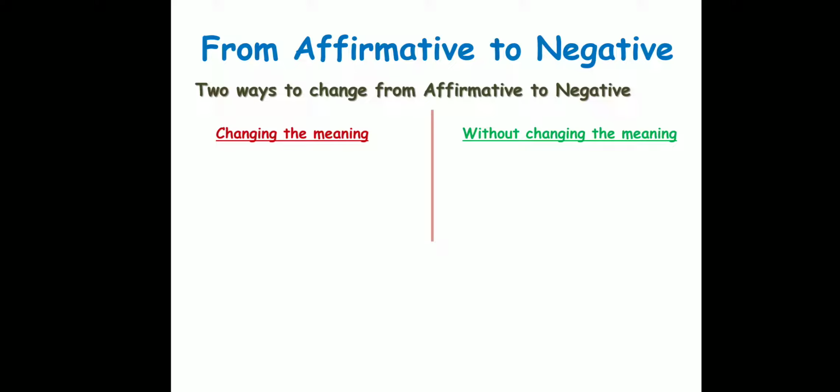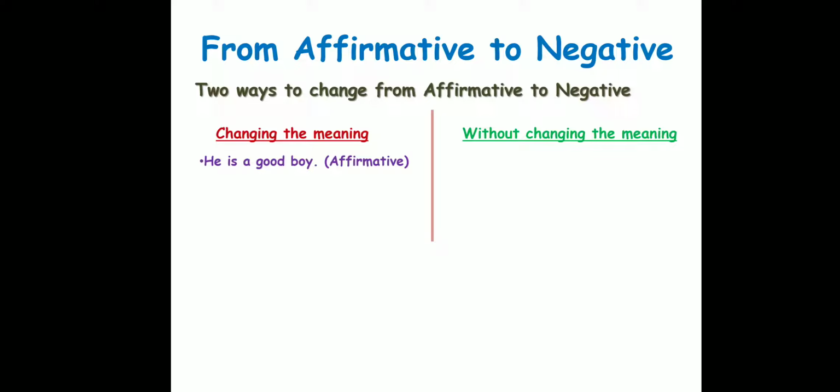Let us first understand the first part, that is by changing the meaning, how can you change affirmative to negative sentences. Let's see the first example. So my sentence here is he is a good boy. Okay, so I'm talking about a boy, and what am I saying? That he is a good boy. This is an affirmative sentence because it is positive. I'm not using the word no or not over here.